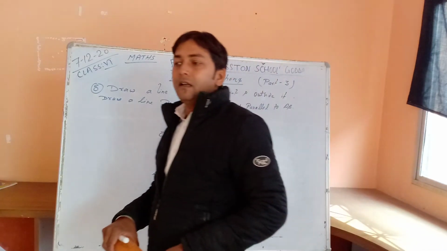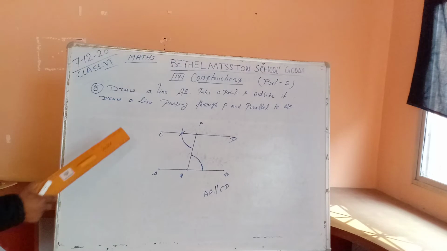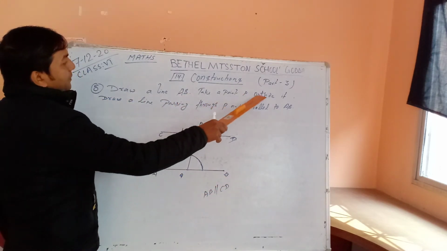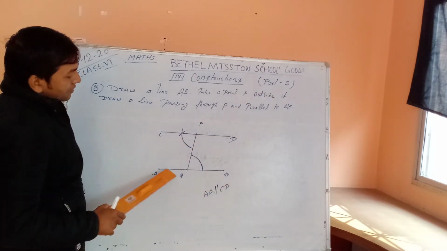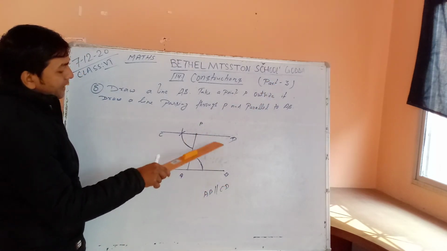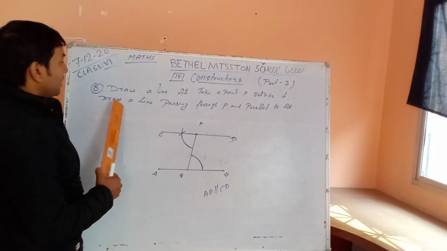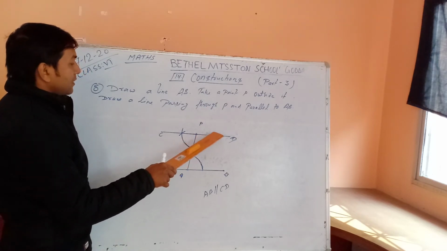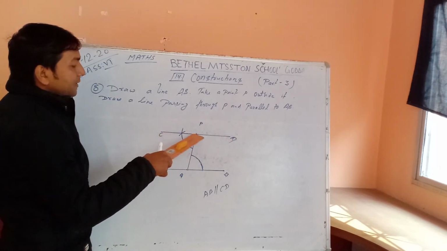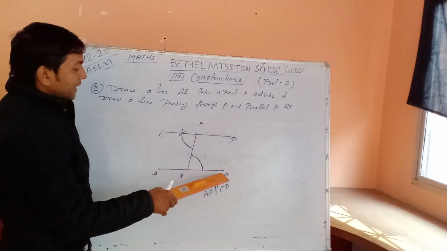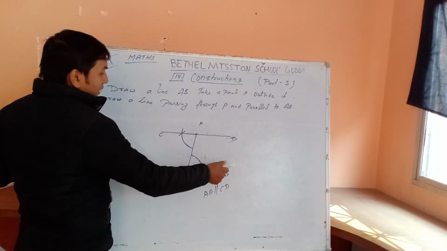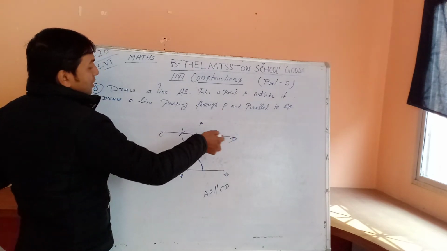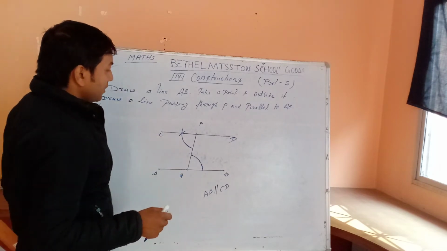Once again we repeat. Draw a line AB. We have drawn a line AB. Take a point P outside it. We have taken a point P here. It is outside of AB. Now draw a line passing through P, and parallel to AB. If the line AB is this side, so also this side you have to draw. So how could we draw?